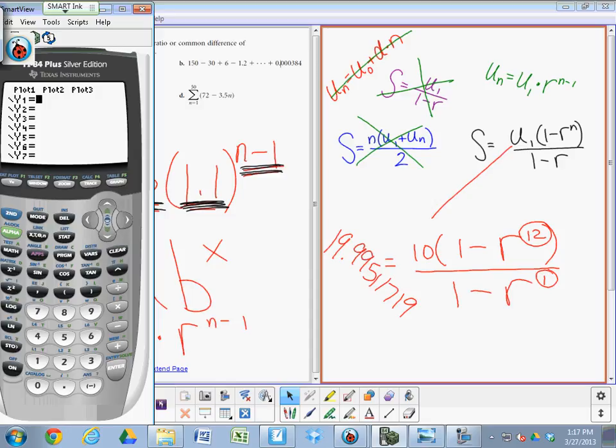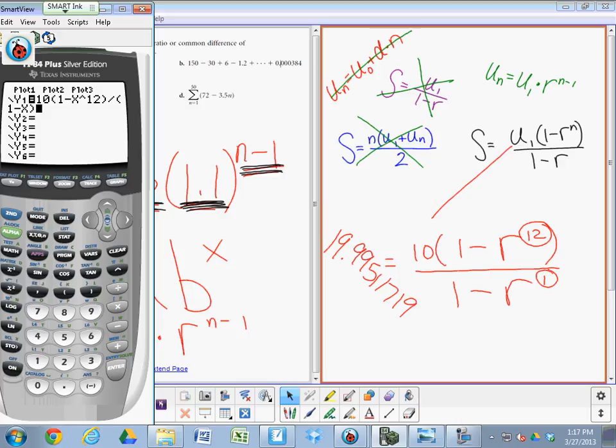Okay, so we're going to do 10 times 1 minus r to the x-th power. That's the numerator to the 12th, okay? Close it. Divide by parentheses 1 minus r. That's the graph on the right side. This is going to show you the sum of the terms as you go from 1 to 12, okay?